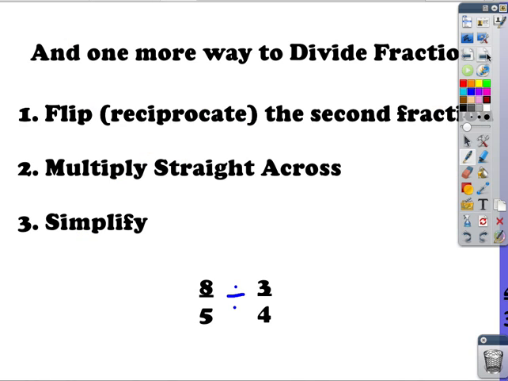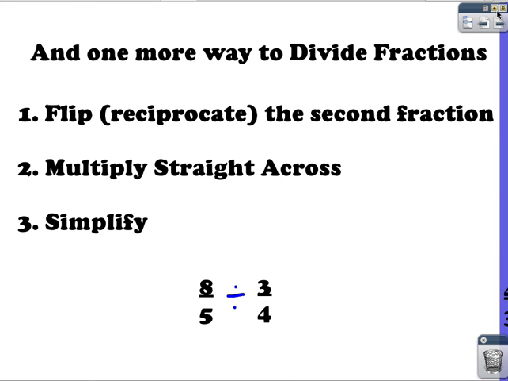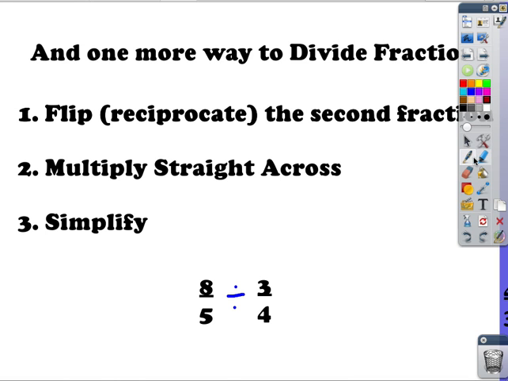The second way, a way that a lot of our parents know how to divide fractions, is to flip or reciprocate the second number.